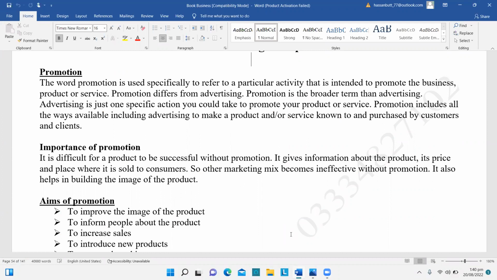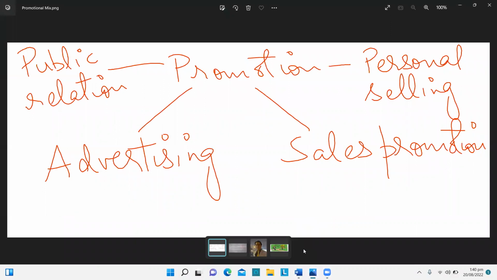No, sir. All right. So I was telling you in the last part of the video that promotion does not only include advertising. And I was explaining with this flow chart that promotion has basically four elements, and we call them together the promotional mix. As we have a marketing mix, there is a promotional mix as well. And the promotional mix includes four elements of promotion.